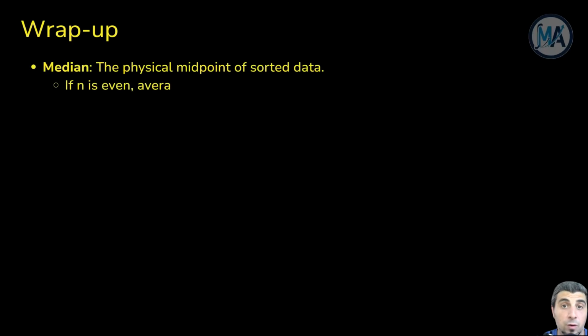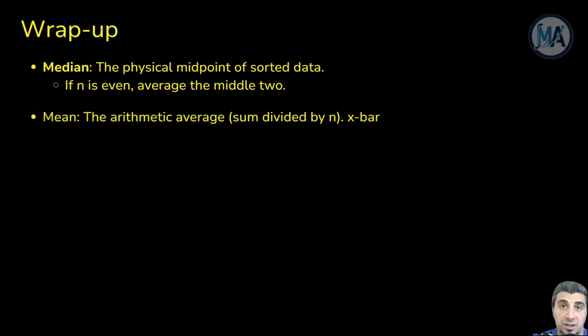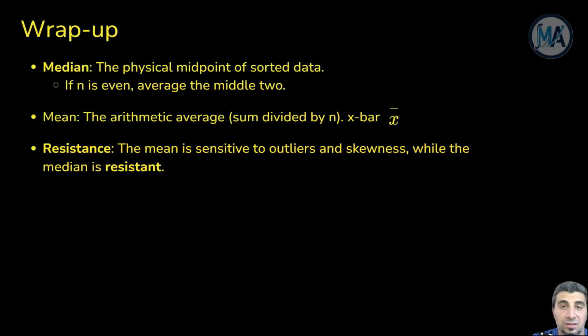All right, so a quick recap. The median is the physical midpoint of a sorted data set. If n is even, you average the middle two. The mean is the arithmetic average. That's just the sum of the data set divided by n, which is the amount of data in the set. It's also known as x bar. That's the notation we use in statistics. Resistance is the sensitivity to outliers and skewness. The mean is sensitive to those, so we would say it is not resistant, while the median is not sensitive to outliers and skewness, so we would say it is resistant to outliers and skewness. Also keep this rule in mind: skewed data uses median, symmetric data uses mean.